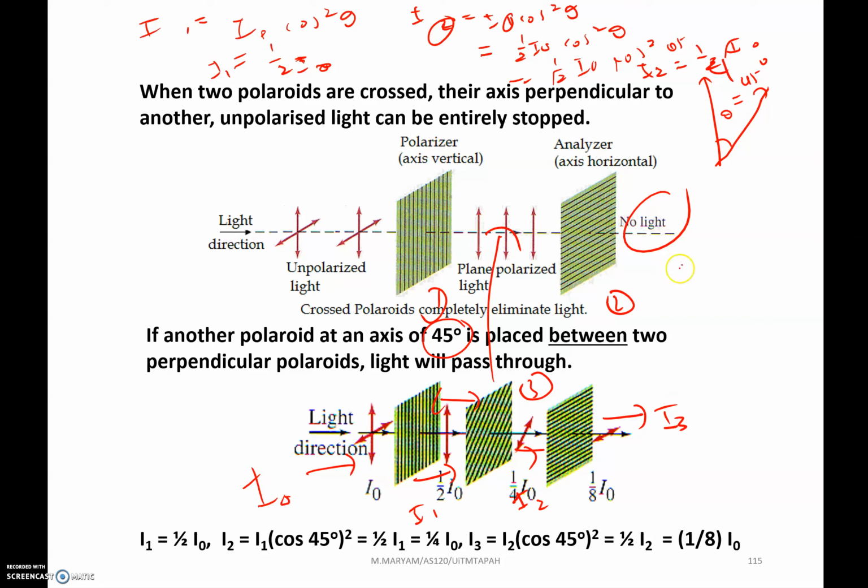Now we are going to calculate the final intensity I3, which is equivalent to I2 cos squared theta. Again, simplify the equation. I2 just now was a quarter of I0. So a quarter of I0 here, cos squared 45. Cos squared 45 will give you 0.5. So 0.5 times 1 over 4, you will get 0.125 or 1 over 8 of I0. So your final intensity will be 1 over 8 of I0. Okay.